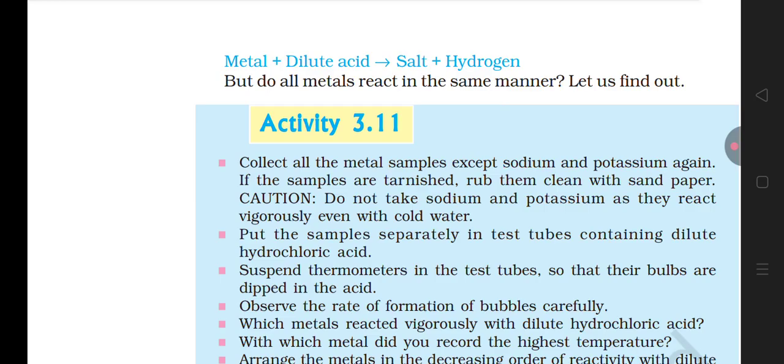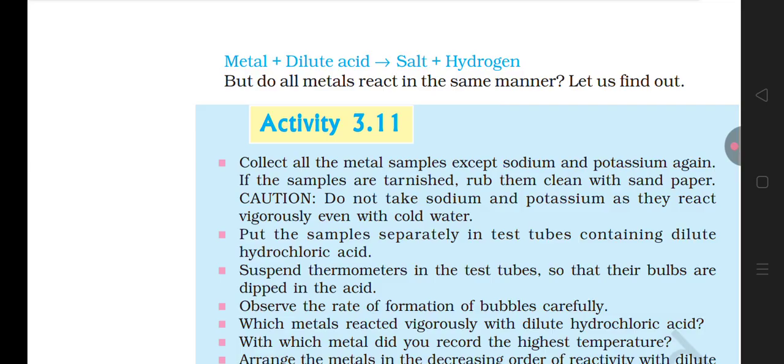Collect all the metal samples except sodium and potassium. If the samples are tarnished, rub them with clean sandpaper. Why are we not collecting sodium and potassium? Because we have already seen that these metals are very reactive. They react even with oxygen in the air and catch fire, even with cold water and catch fire. If we react them with acid, I don't know what violent action they will cause. So that's why we are not taking them. If the samples are tarnished, meaning they have a coating of rust or another layer, please rub and clean them with sandpaper.